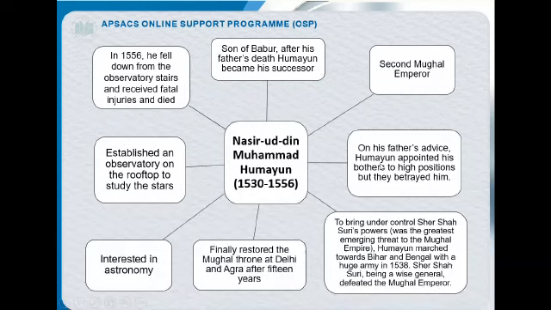On his father's advice, Humayun appointed his brothers to high positions, but they betrayed him. To bring under control Sher Shah Suri, whose power was the greatest emerging threat to the Mughal Empire, Humayun marched towards Bihar and Bengal with a huge army in 1538. Sher Shah Suri, being a wise general, defeated the Mughal emperor. Humayun finally restored the Mughal throne at Delhi and Agra after 15 years when he got back from Persia.